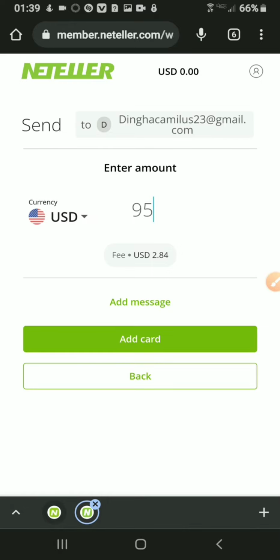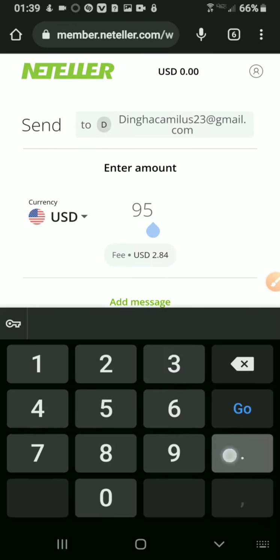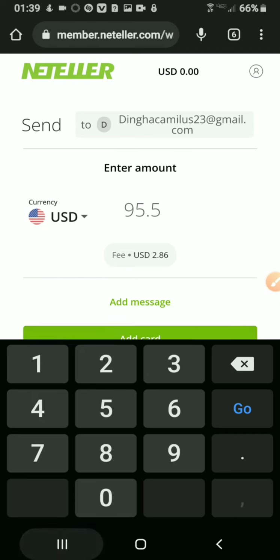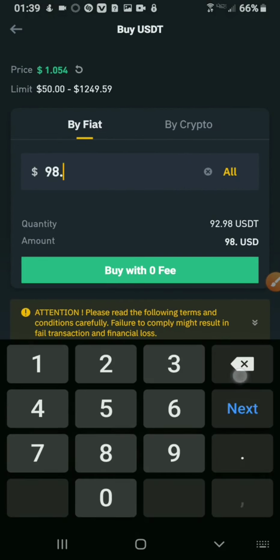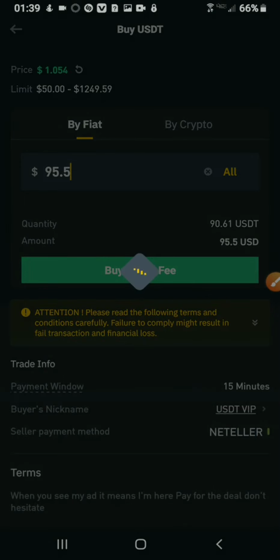Is that okay? So you can see send 95.5 is still good. We still have $3, and we will be having 16 cents left in our account. So the amount we can send is 95.5. We come back here and we put 95.5. So we are going to be having 90.61, and you click on buy with zero fee on Binance.